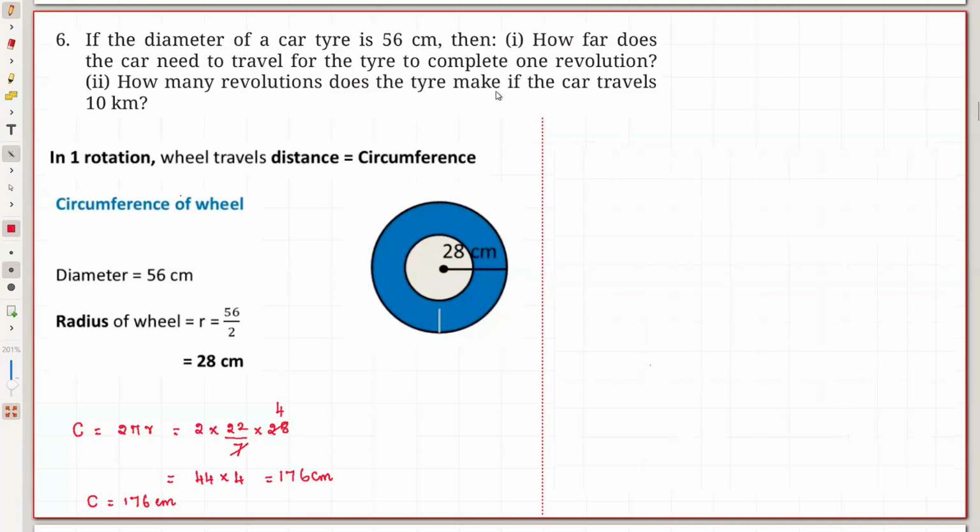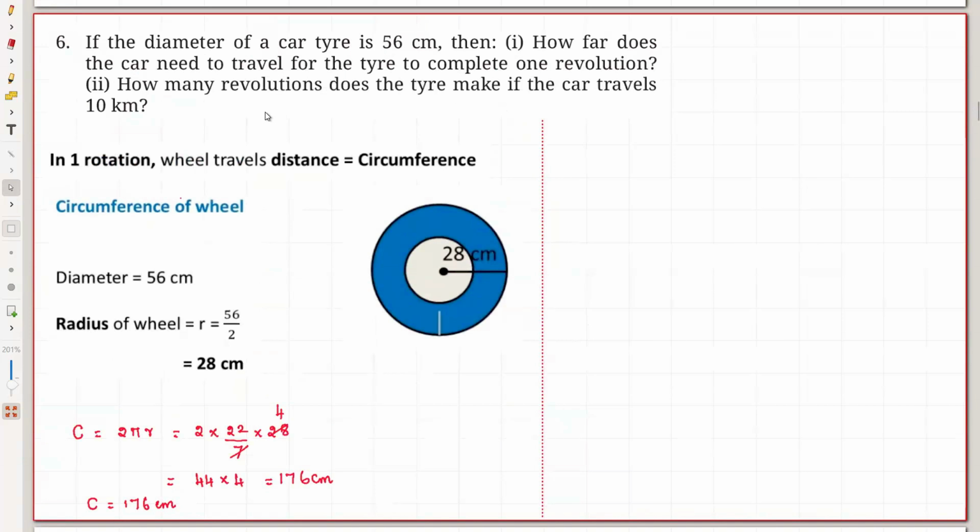So next one: how many revolutions does the tire make if the car travels 10 kilometer? Here this is given as centimeter, and here they are given as kilometer. So we have to convert kilometer into centimeter. For the second part, we have to find out how many revolutions. Number of revolutions is nothing but the distance traveled divided by the circumference of the wheel.